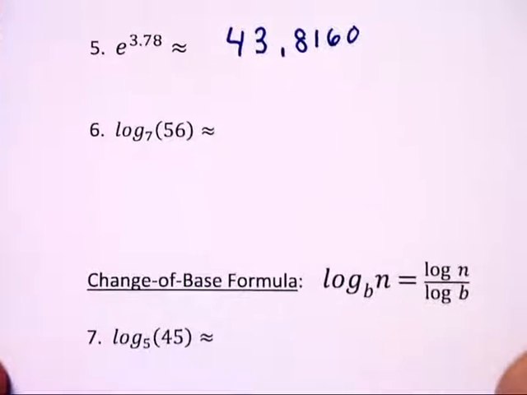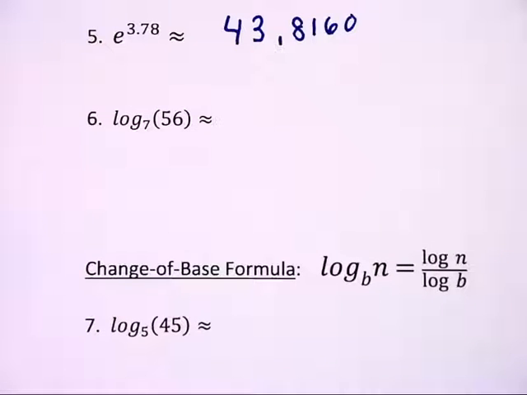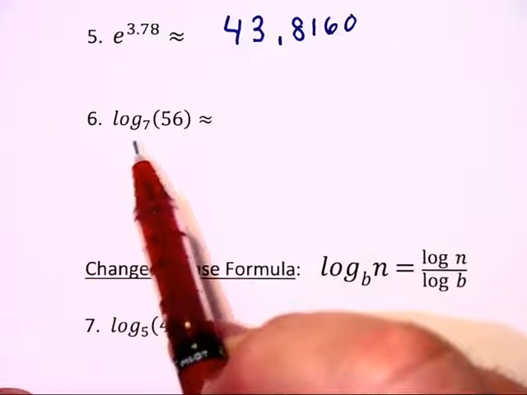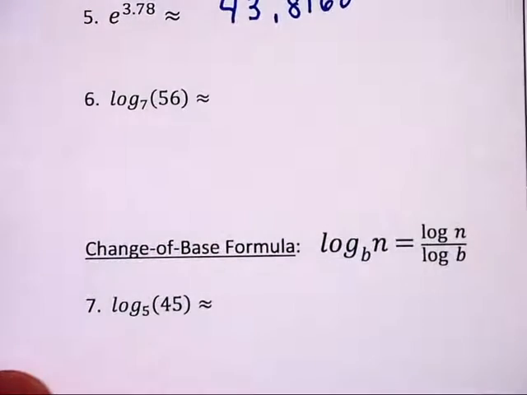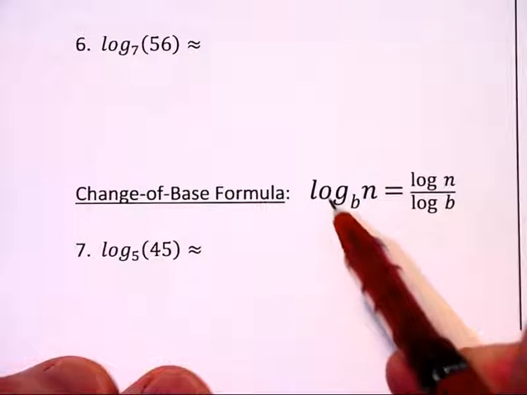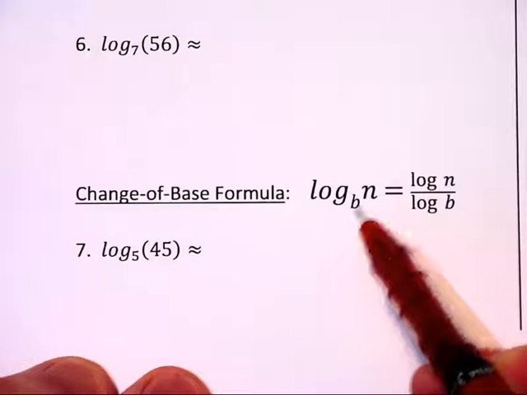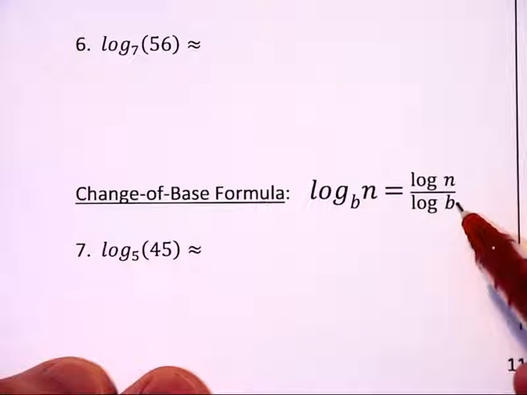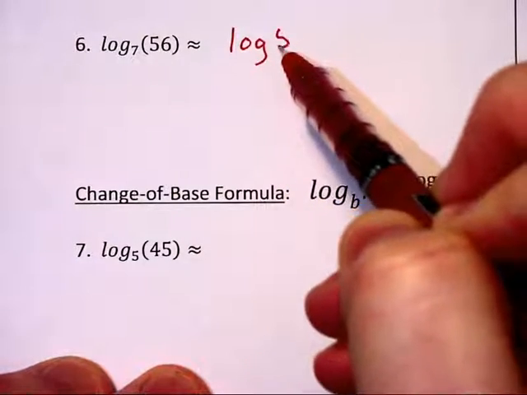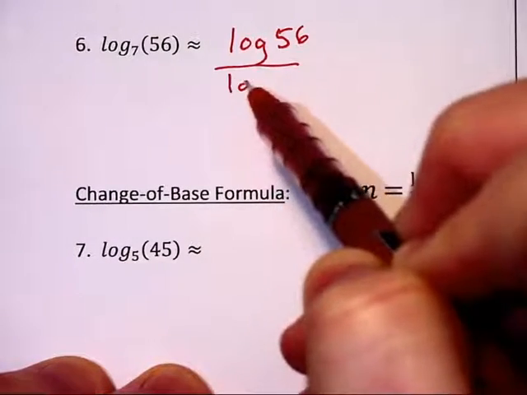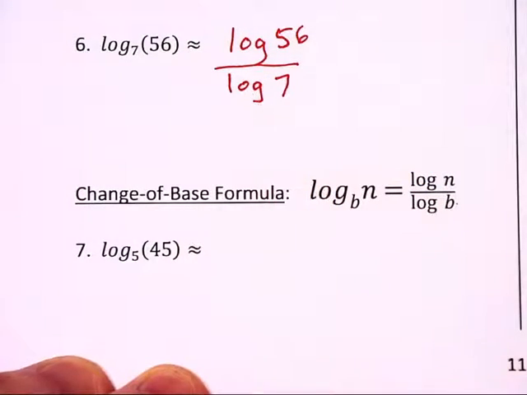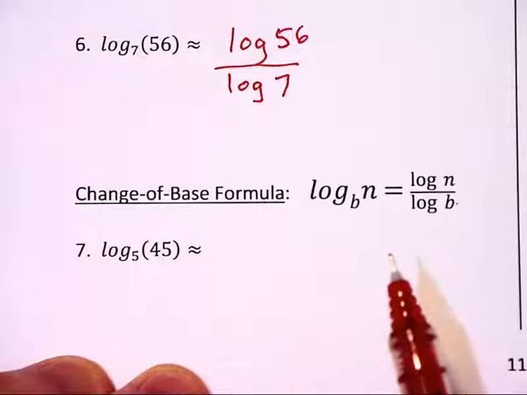Now if you have a log with a base other than common log base 10 or base e, then you've got to change your tactics a little bit and use what's called the change of base formula, which I have written down here beneath this problem. Log base b of n is the log of n over the log of b. So in this problem up above, this will become the log of 56 divided by the log of 7. Now I can treat those as common logs or natural logs. I can choose any base I want to do that with.